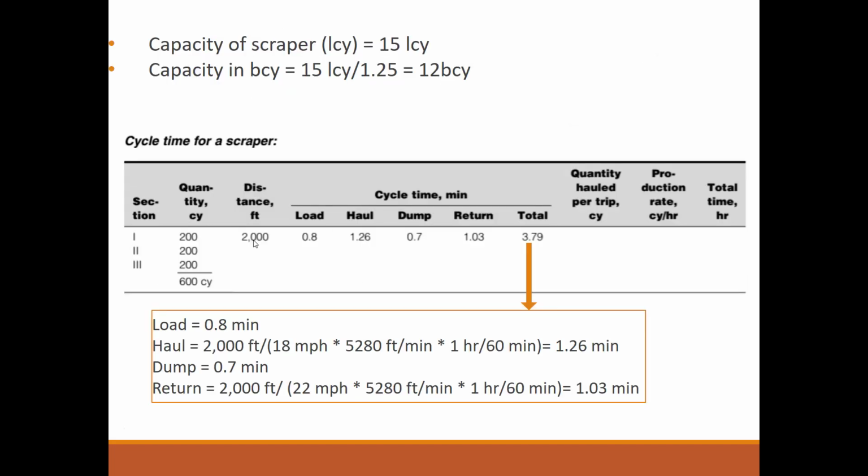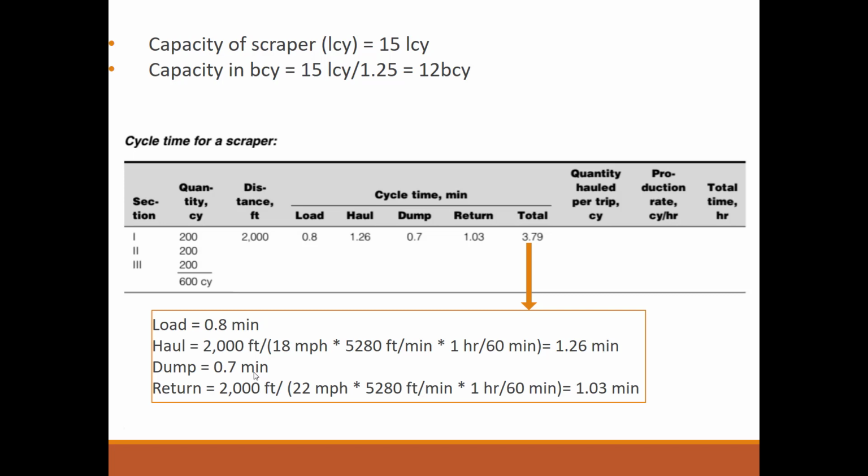Now, after I put my 2,000 feet, I will need to go through figuring out the cycle time, which are all these numbers you see here. We are going to use the numbers that are given to us in the problem, starting with the load at 0.8 minutes. So this is a given number. The haul is going to be using the distance, which is the 2,000 feet that is shown on the mass diagram, and then dividing that distance by the speed, making sure you do your proper conversion to get it in minutes.